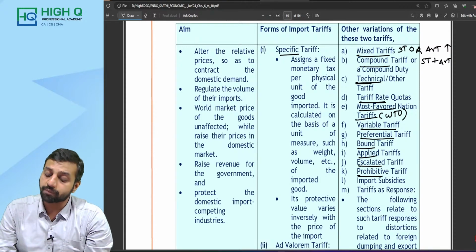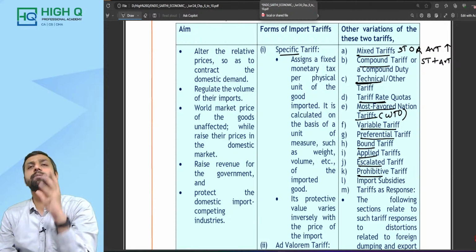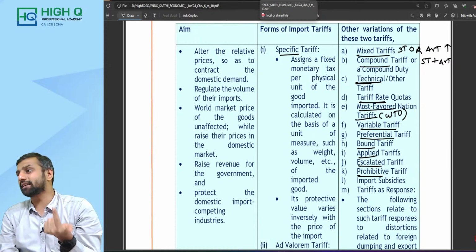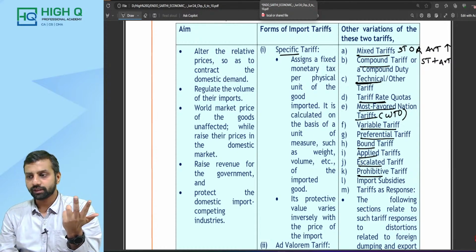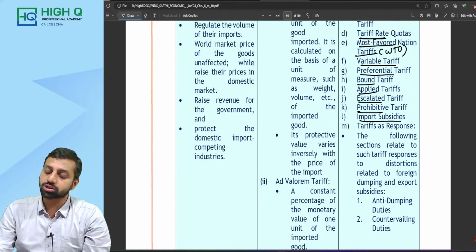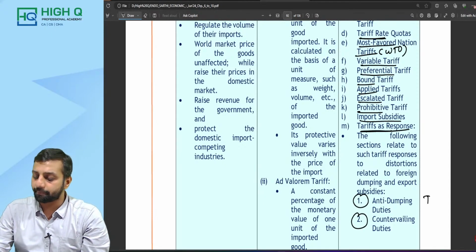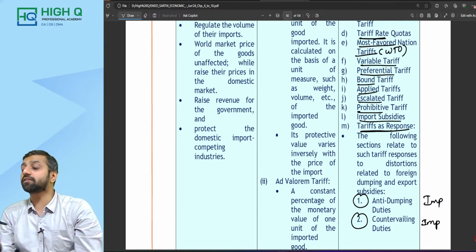Then there is prohibitive tariff. We don't want a particular commodity in our country. To prohibit that commodity, we will charge a tariff. It can be on cigarettes, liquor. It can be on a Hayabusa bike. Then we also provide import subsidies. And the most important one is tariff as a response, which is anti-dumping and countervailing duties.